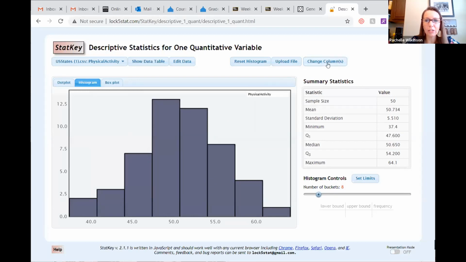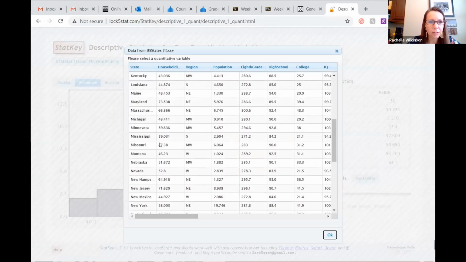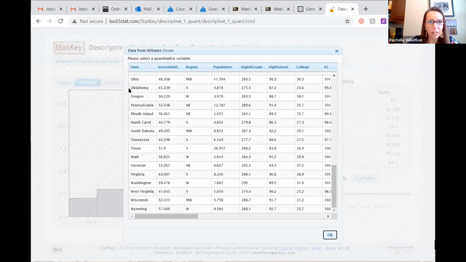And if I click on the change columns button, it'll just bring back up the data set here. And I'm going to find the physical activity value for these 4 states: Oklahoma, Iowa, Delaware, and Ohio. Starting with Oklahoma, Oklahoma here is the second one on my screen.